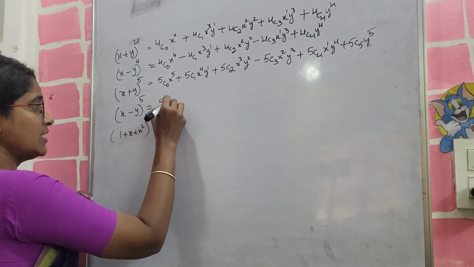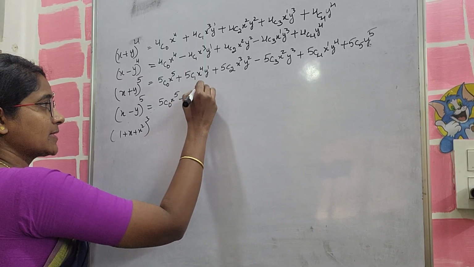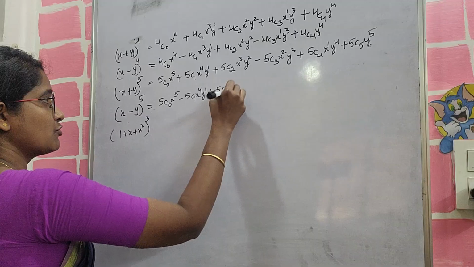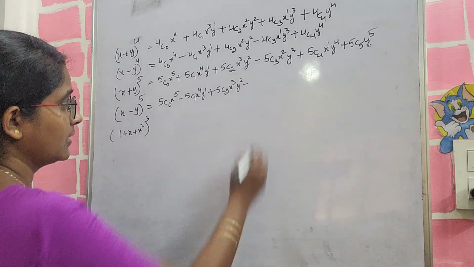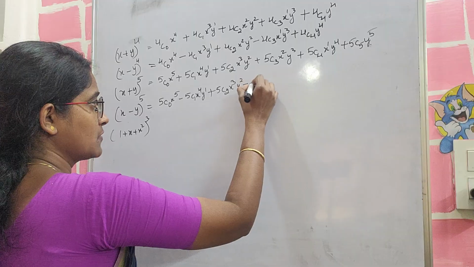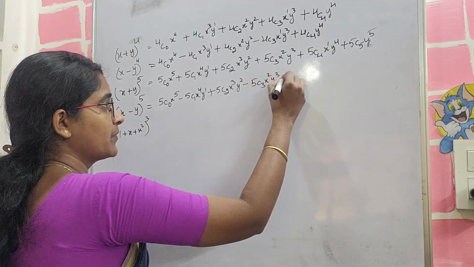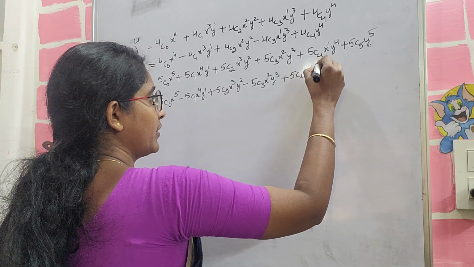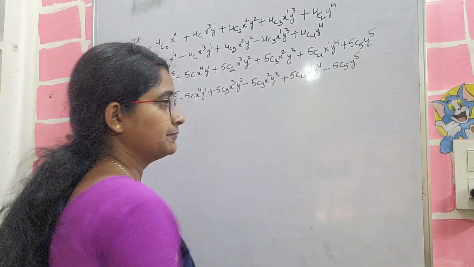So 5c0 x power of 5 minus 5c1 x power of 4 y power of 1 plus 5c2 x power of 3 y power of 2. This is minus, here is a plus. This is minus 5c3 x power of 2 y power of 3 plus 5c4 x power of 1 y power of 4 minus 5c5 y power of 5.